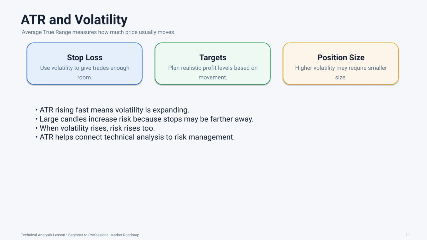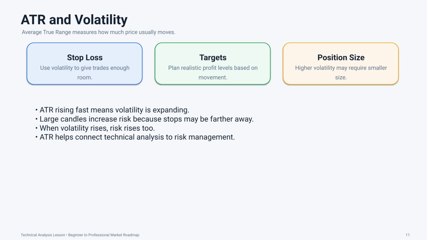The first one is stop loss. If volatility is high, price may move up and down very quickly. That means a stop loss that is too tight may get hit too easily. ATR can help us give the trade enough room. The second one is targets. ATR can help us plan more realistic profit targets. For example, if a stock usually moves $1 in a day, it may not be realistic to expect a $5 move without a special reason like news, earnings, or a major breakout.